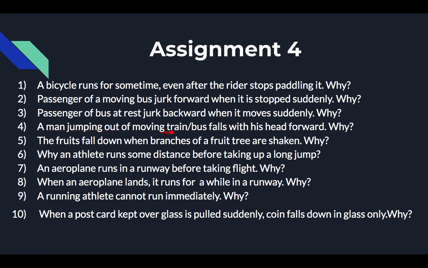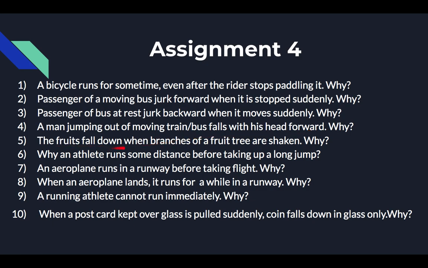A man jumping out of a moving train or bus falls with his head forward. Why? You might have seen if a person jumps from a moving bus, what happens to him? His head will fall forward and he will fall down. The reason is since he is jumping from the moving bus, the man has inertia of motion. So his upper body wants to be in motion, but when he jumps on the ground, his lower part of the body has already come to rest. But because of inertia of motion, the upper part of the body of this man wants to be in motion. That's why his head goes forward and he falls down.